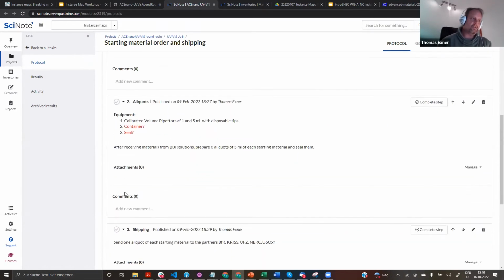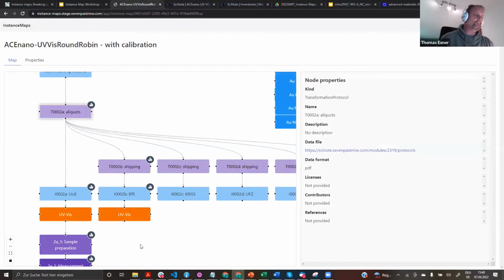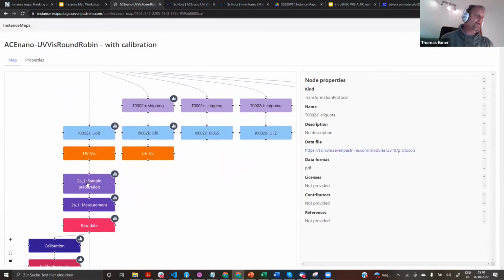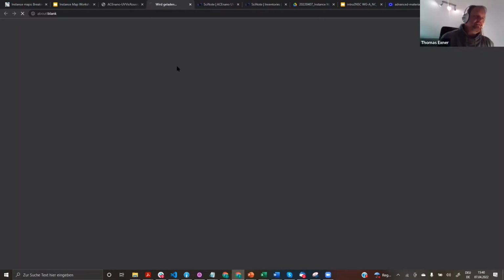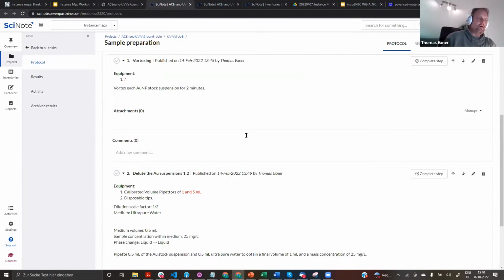Therefore, you see here, there's something missing. I don't know what the seal and the containers were, but we say, okay, we got them from BBI solutions, and then we just made the other quads out of that and shipped them to the 5 other partners. Therefore, that's the first protocol.